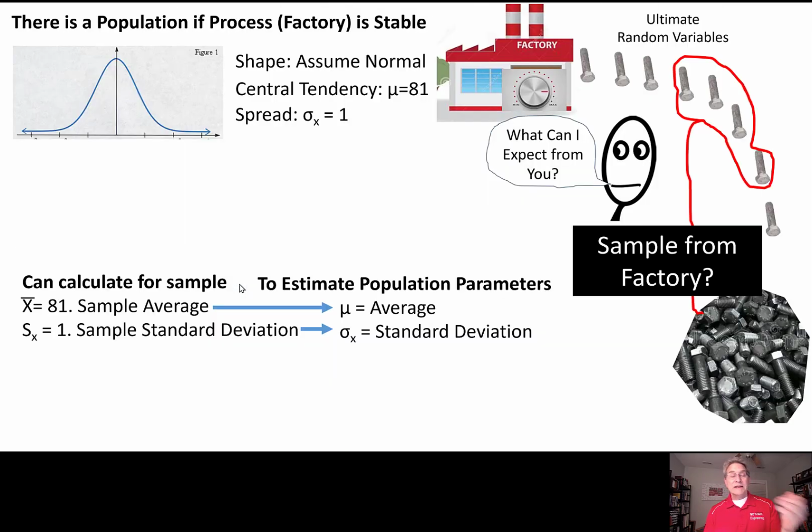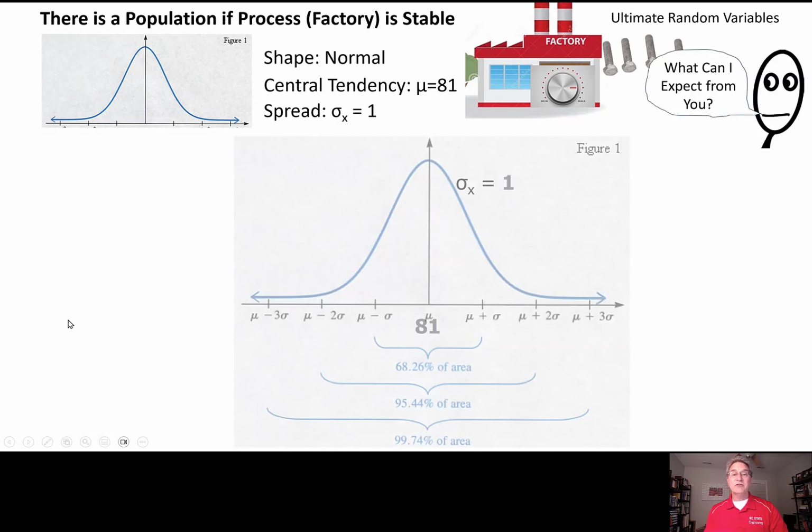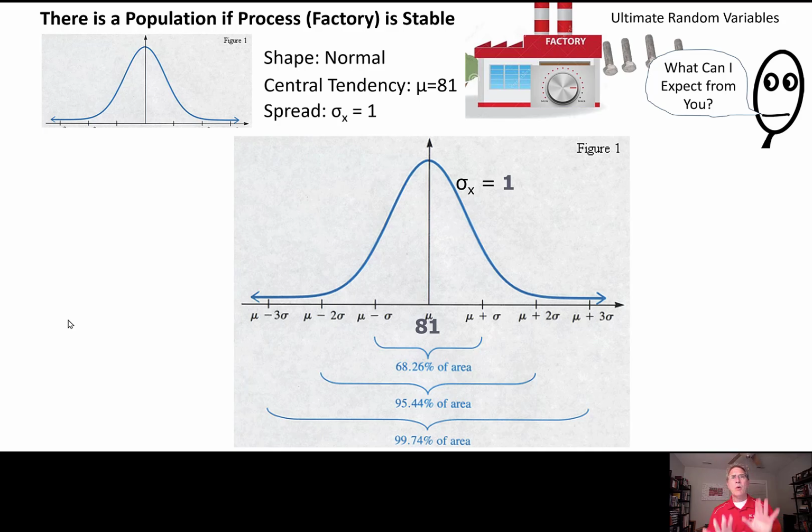Okay, so let's say we now have our factory, and we know it's normal with a mu of 81, a sigma of 1. We take our sample average is close to that, and we're using it to estimate. Now, look at what that means of what we know, just that one little bit we've learned. What that's telling us is 68% of the time, we're going to be between 80 and 82, one standard deviation, plus or minus.